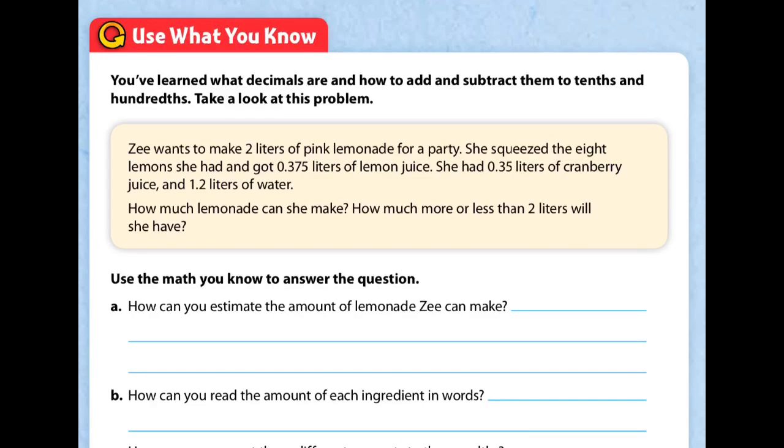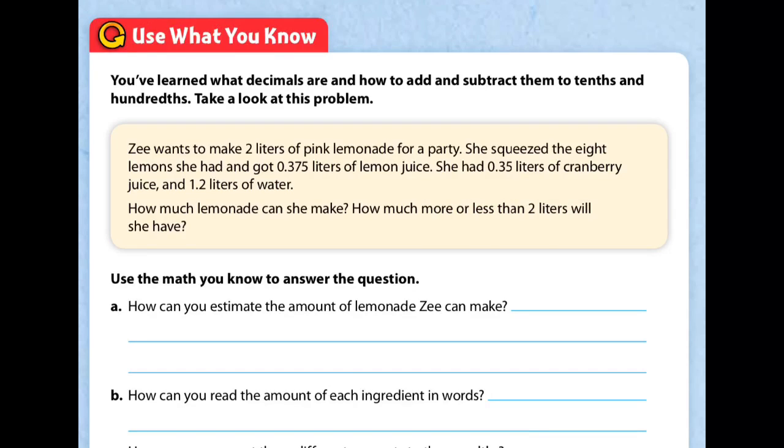So this says, Z wants to make 2 liters of pink lemonade for a party. She squeezed the 8 lemons she had and got 0.375 liters of lemon juice. She had 0.35 liters of cranberry juice and 1.2 liters of water. How much lemonade can she make? How much more or less than 2 liters will she have?